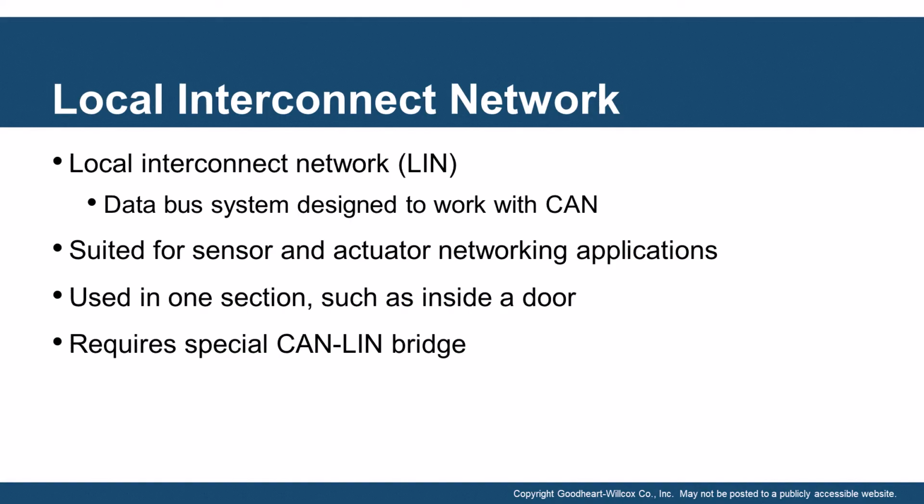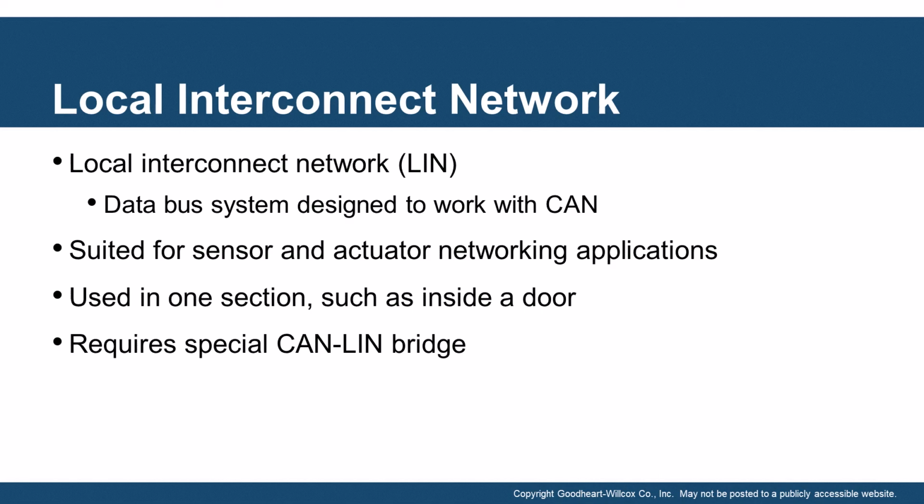Lastly, there were LIN networks, or local interconnect networks. And these data buses were designed to work with the CAN systems. They're suited for sensors and actuators and networking applications, but they're used in just one section, such as an inside door. So it requires what they call a special CAN LIN bridge. The local interconnect network, or LIN, became popular because it was cost effective. You didn't need to run CAN in every single thing.